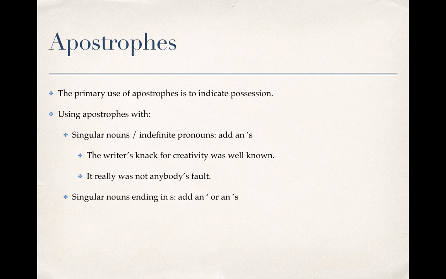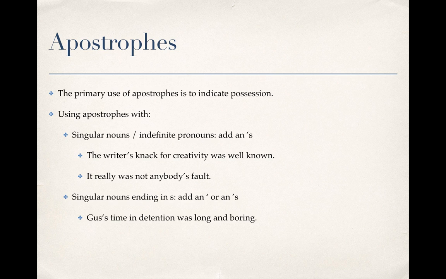And here's the thing. When you have a singular noun ending in S, you actually have the option to either add just an apostrophe or an apostrophe S. Whichever way you choose, you simply have to be consistent. So for example, the name Gus is singular, but it ends in S. Gus's time in detention was long and boring.